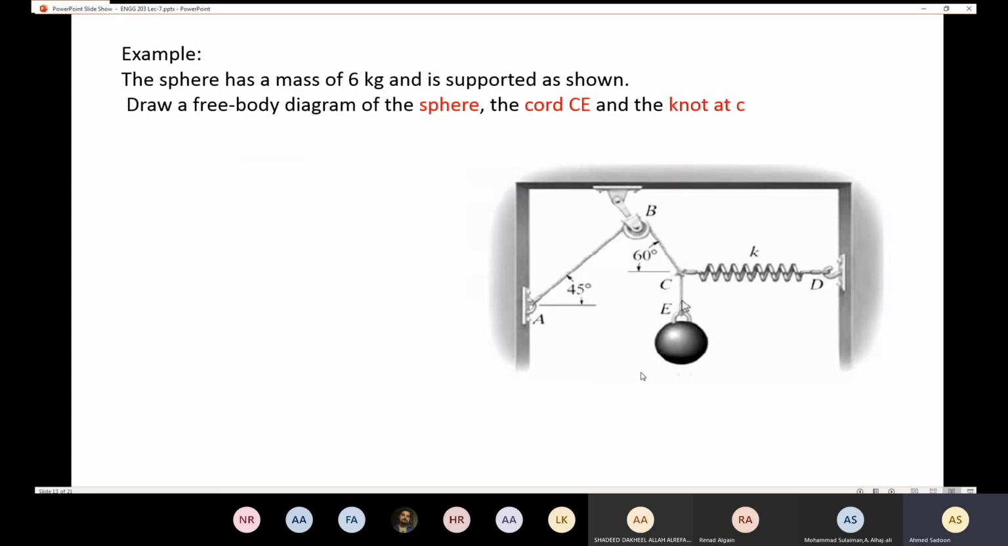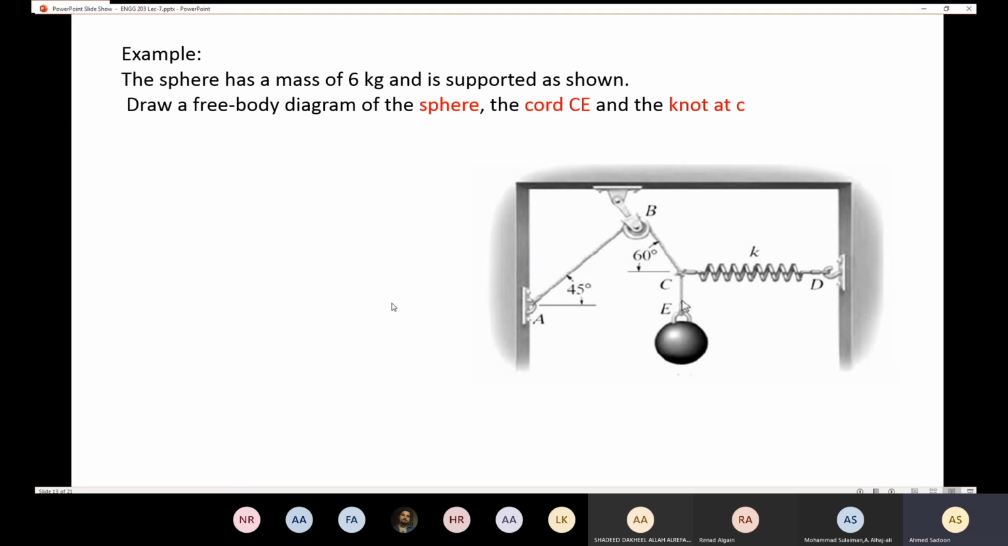Here we have an example. We have a ball or sphere. It has a mass of 6 kilograms, and it's supported like that. We have pulleys here. We have a knot here, and we have a spring there. And it's required to draw the free body diagram. First, we need to draw the free body diagram for the sphere, and then for the cord CE, this cable, and then for the knot at C. So it's required to draw the free body diagram for that part here, and that part, and that part.